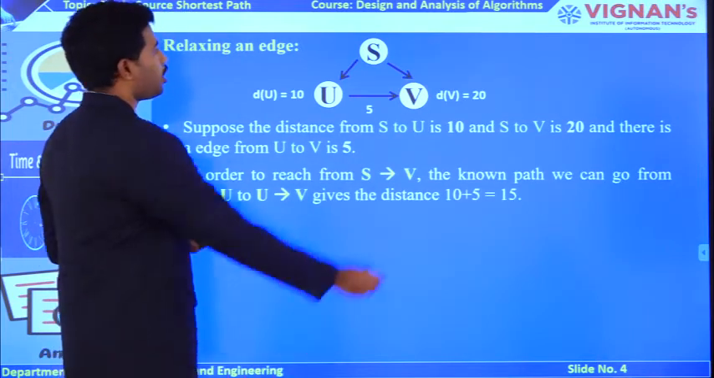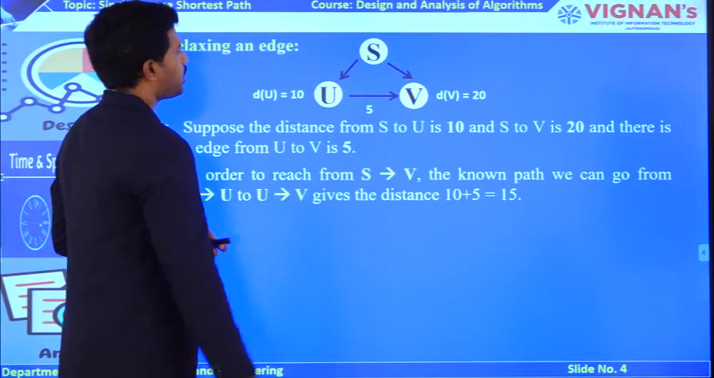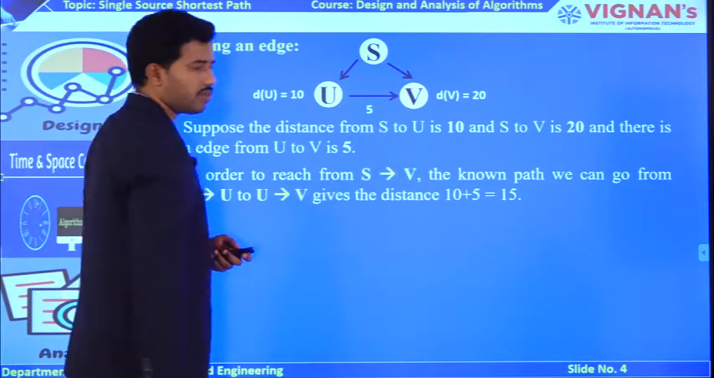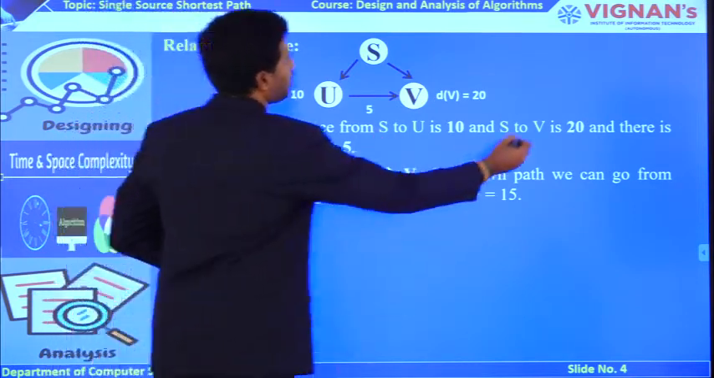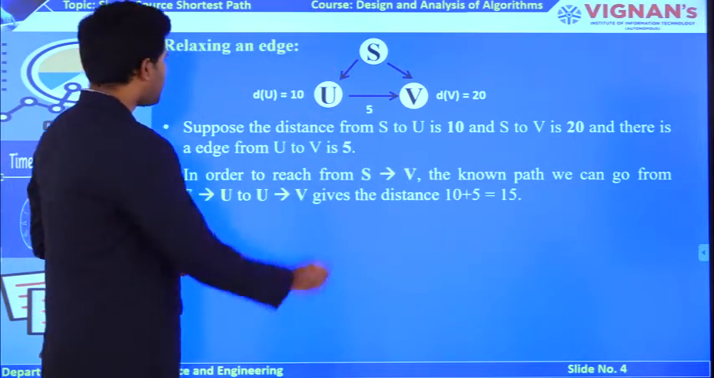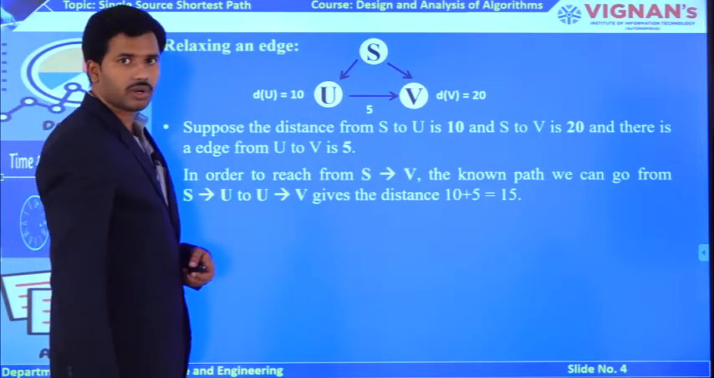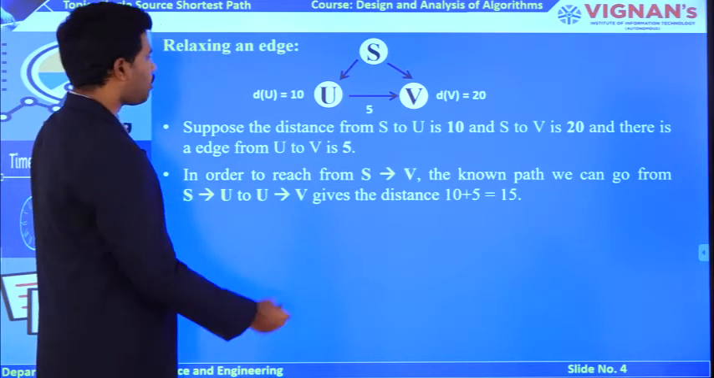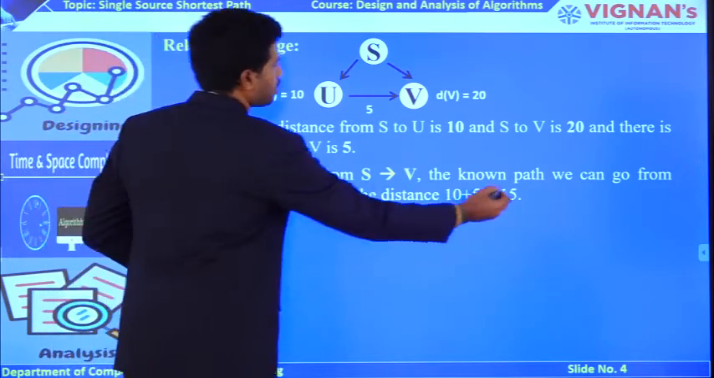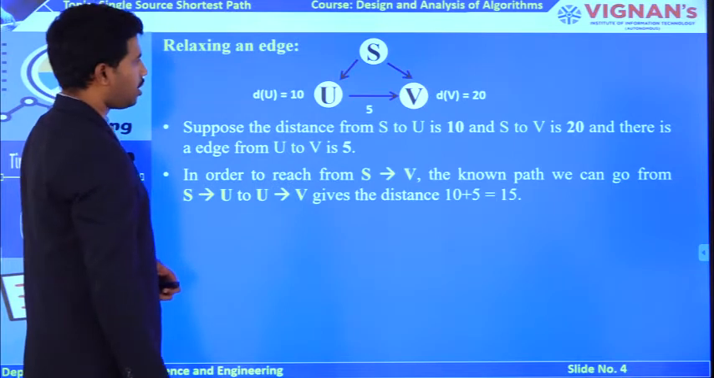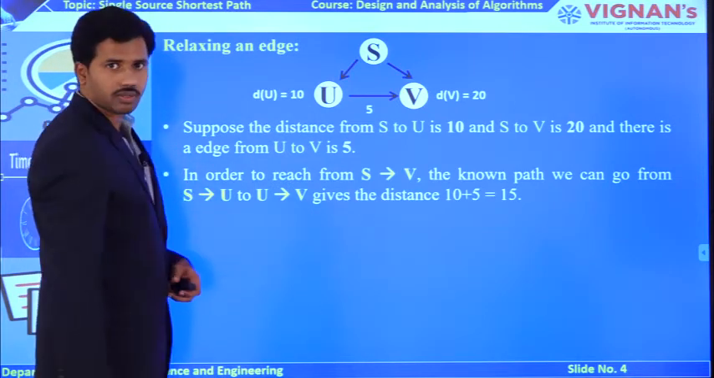Yes. So you are going to have a direct connection. There are connections from S to U, which has a cost of 10, and S to V, which has a cost of 20, and there is another edge available to reach from U to V, which is 5. So if you observe very carefully, the direct connection produces a cost of 20 and the intermediate connection produces a cost of 15.